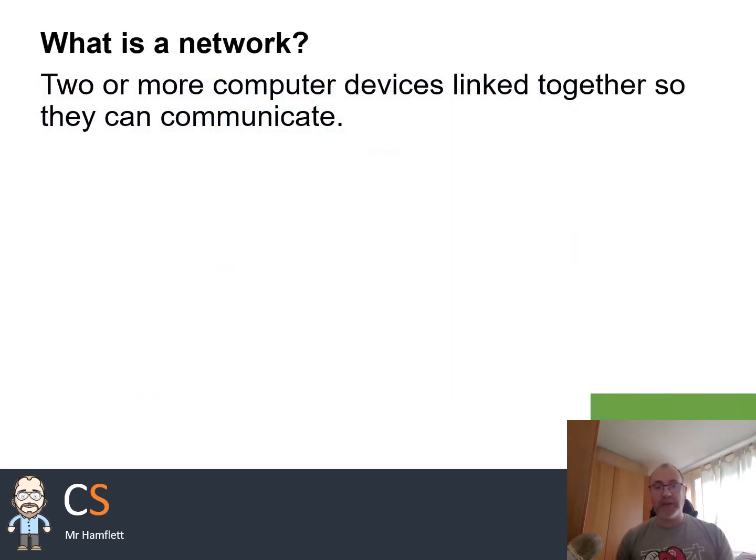So a network is two or more computing devices. Now these do not have to be actual computers. They could be anything which will communicate over a network. So it could be a mobile phone, an iPad, any network device. And the most important thing is that once they have connected to a network, they can communicate in some way. They can send messages, emails, access websites. They can send information from one place to another.